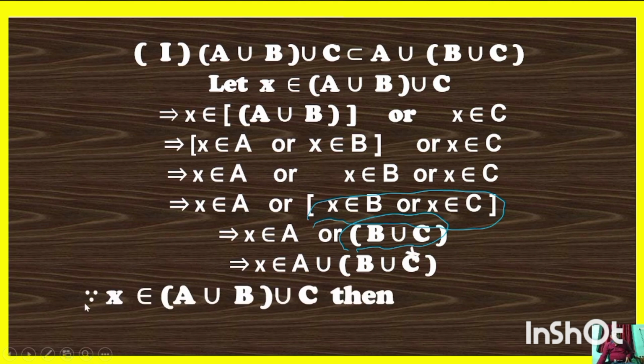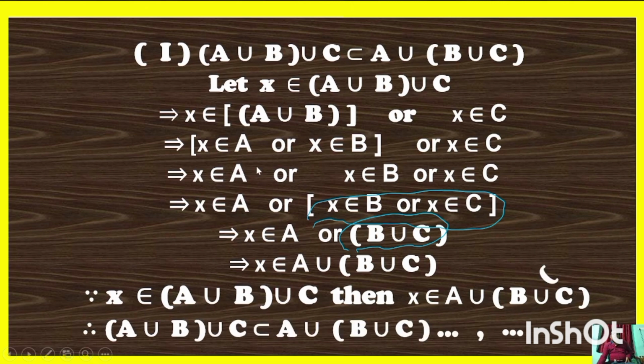It means since X belongs to (A union B) union C, then X belongs to A union (B union C). It means it is clearly proved that (A union B) union C is a subset of A union (B union C). Understand? Is it clear, this concept?